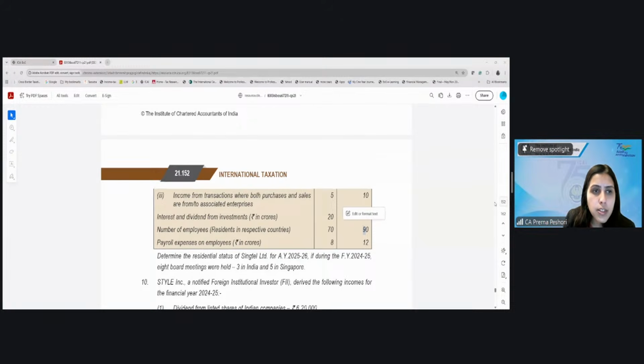Yes, if the active business outside India test is satisfied, then how will you determine the residential status? Yes, Suchita. The company shall be presumed to be outside India if the majority of the board meetings are held outside India. Now, how many meetings are held in India and how many outside India? Total 8 meetings were conducted, out of which 5 were held outside India. So, the majority of the board meetings are held outside India, and therefore in that particular situation, this will be a non-resident company. Okay?